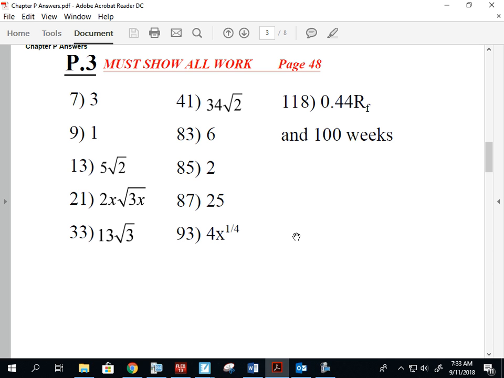In P.3 we are working on simplifying radical expressions and working with rational exponents. Question number 7's answer was 3, 9 was 1, 13 is 5 times the square root of 2, 21 is 2x times the square root of 3x, 33 is 13 times the square root of 3, 41 is 34 times the square root of 2, 83 is 6, 85 is 2, 87 is 25, 93 is 4x to the quarter, and 118 is 0.44. And 118 was a challenge one, so if you didn't get it, don't worry too much about it. But there are your answers for P.3.